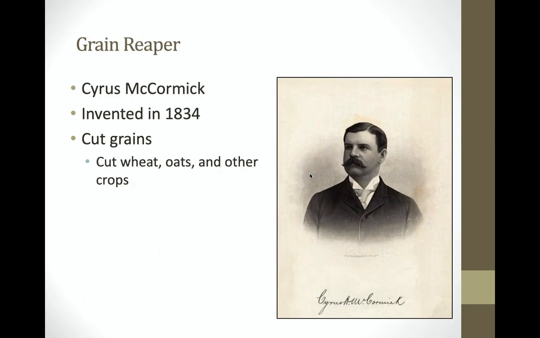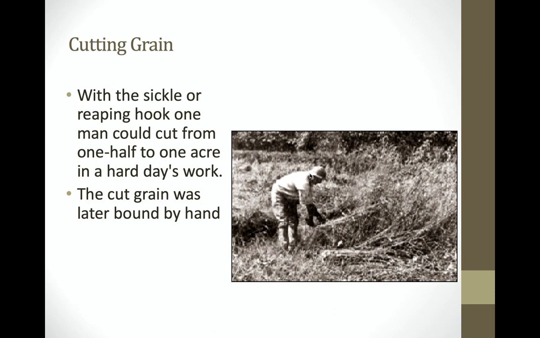When you think about things like wheat and oats and crops like that, at one point there were people who were actually having to go out and cut the grain with a scythe or a sickle. And I'm going to go to the next slide real quick and show you that. This person right here is actually cutting the grain. It's a grainy picture. But they're cutting the grain with this hook. And it took a long time to do that because you're swinging and chopping down these basically tall grasses. One person could do anywhere from a half to an acre in an entire day.